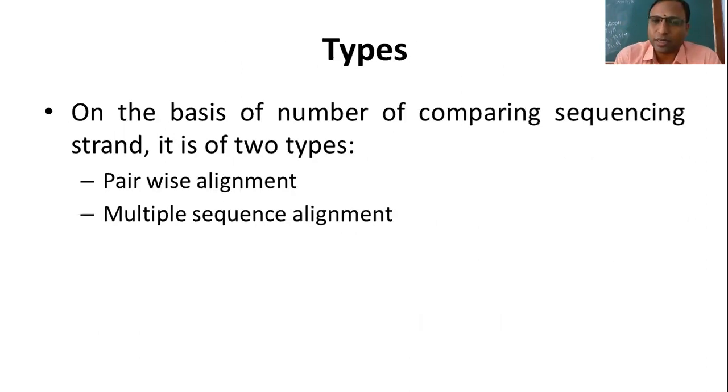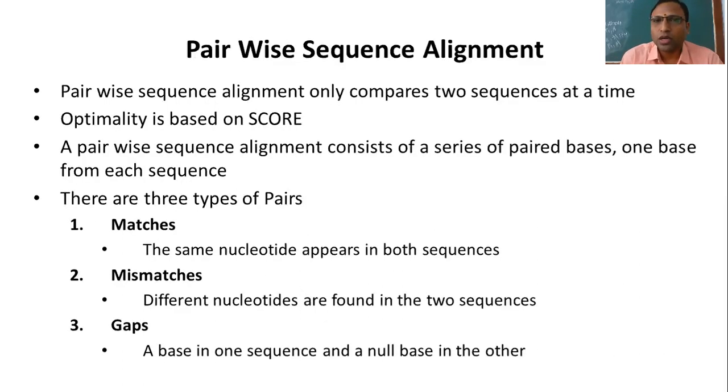Based on this, there are two types of sequence alignment, on the basis of comparing sequence strands. First is called pairwise sequence alignment, and second is called multiple sequence alignment. Pairwise sequence alignment only compares two sequences at a time. So two sequences, X and Y, are there, and it will compare only these two sequences.